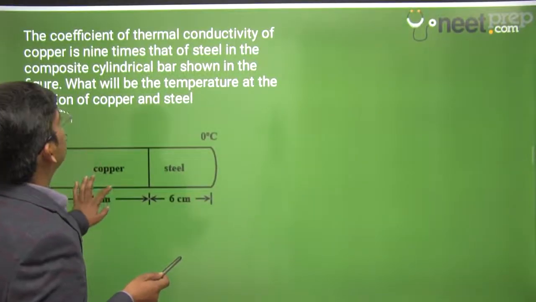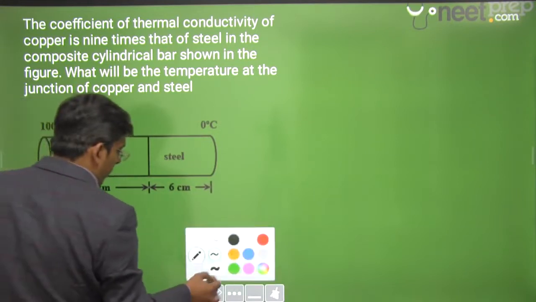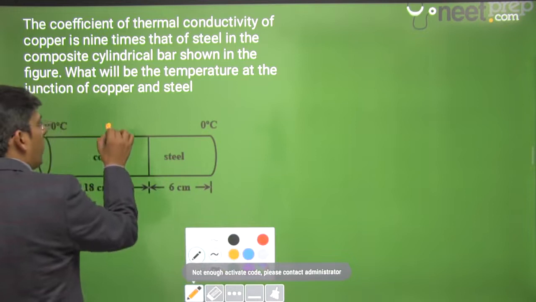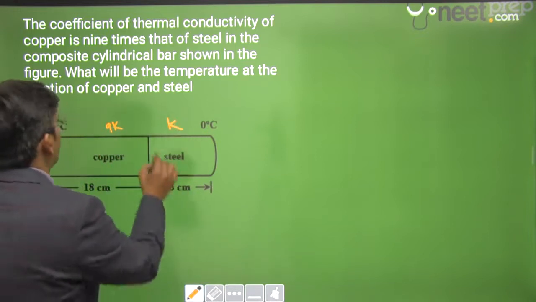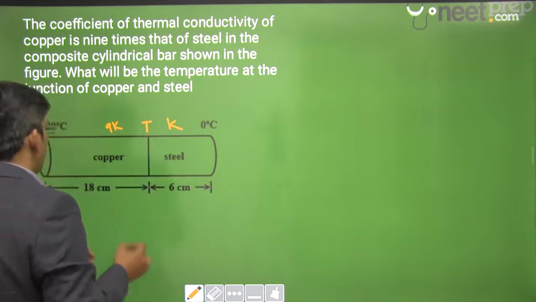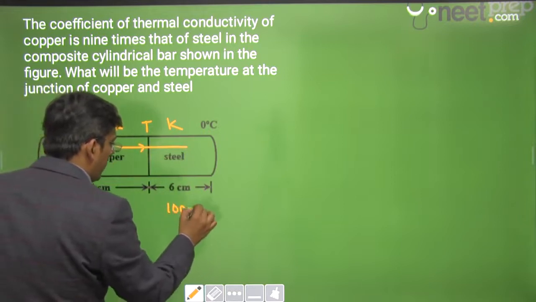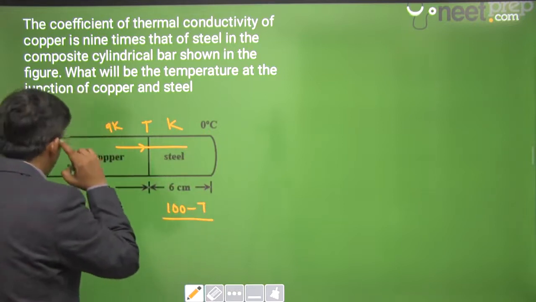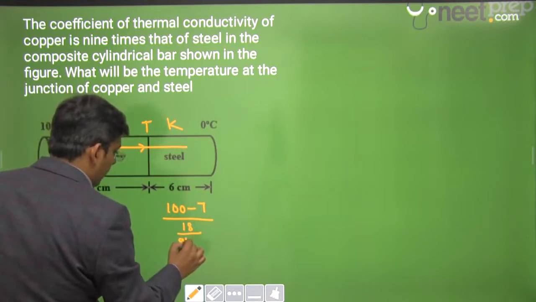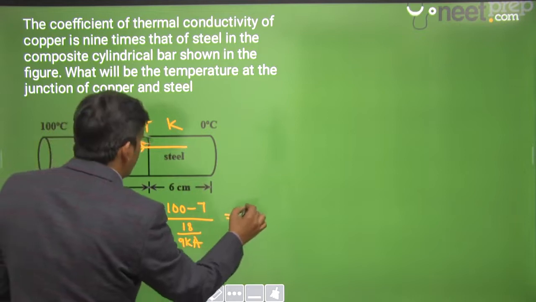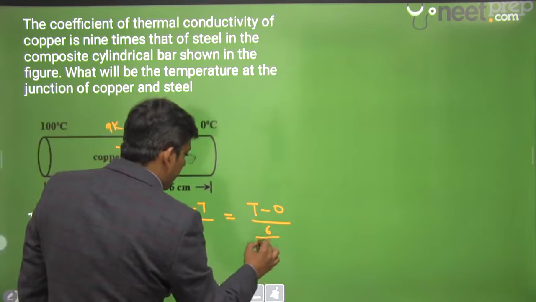The coefficient of thermal conductivity of copper is 9 times that of steel. This must be helpful for us. Coefficient of thermal conductivity of copper is 9K and that for steel is K. They are asking us to calculate the temperature of the junction. So heat current must be the same through both of them, as both are in series. Temperature difference 100 minus T divided by resistance, which is L by K into area, 18 by 9K into area, equals temperature difference T minus 0 divided by 6 by K into area.